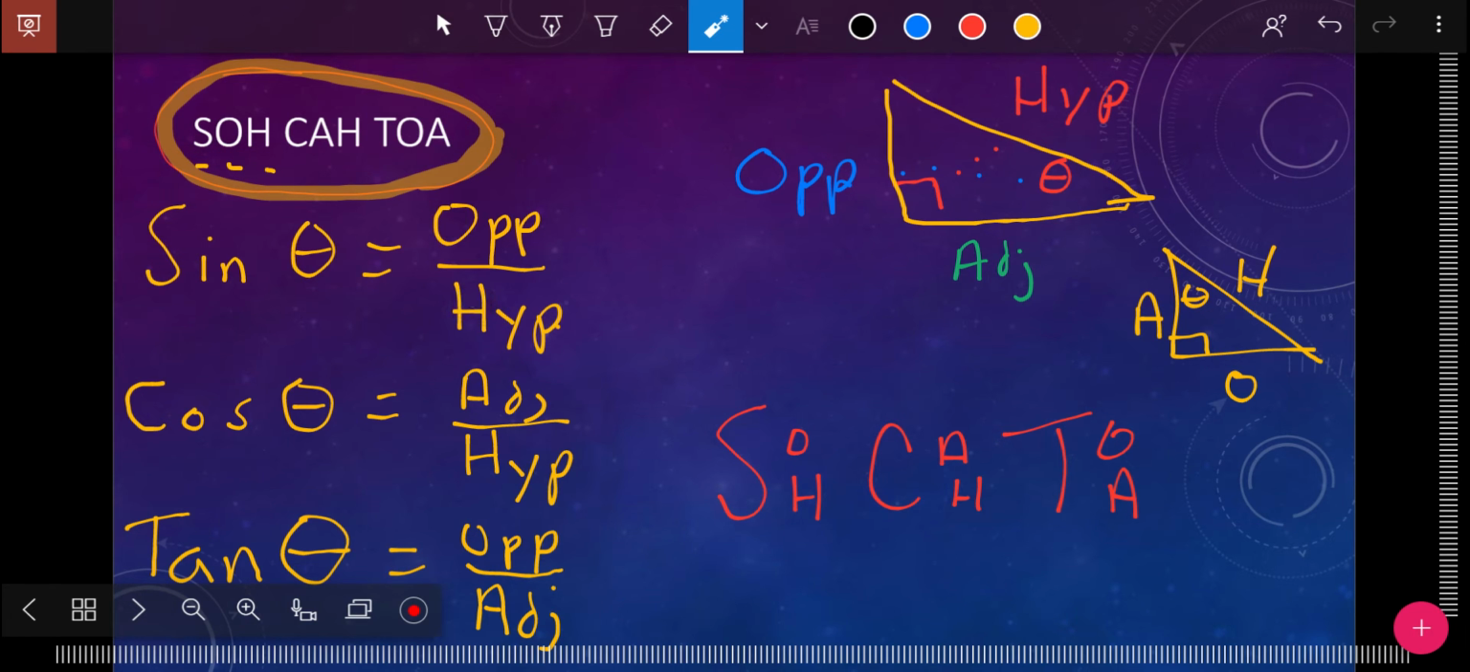CAH. C stands for cosine, which is the cos button on your calculator. Cosine of some angle equals adjacent over hypotenuse. CAH, cosine is adjacent over hypotenuse. TOA is tangent, the tan button on your calculator. Tangent is opposite over adjacent. So sine is opposite over hypotenuse, cosine is adjacent over hypotenuse, and tangent is opposite over adjacent.